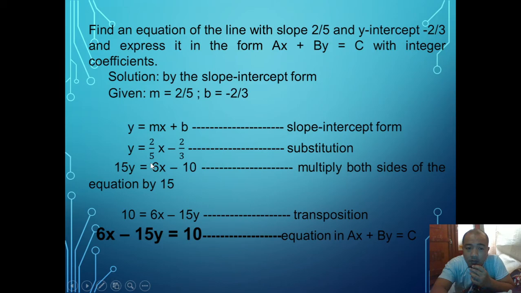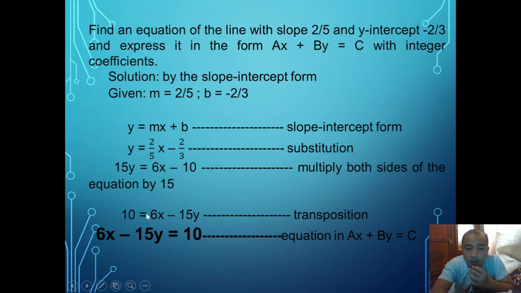Then multiply both sides by 15 because that's the LCD. Becomes 15y equals 2/5 times 15, 30 divided by 5, 6x. Tapos 15 times 2/3, 30 divided by 3, 10, minus 10. So 15y equals 6x minus 10.